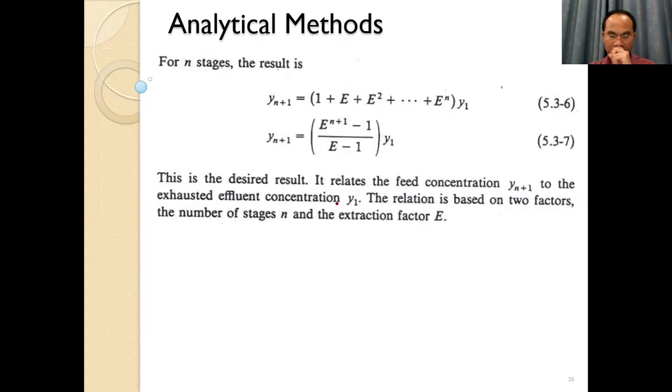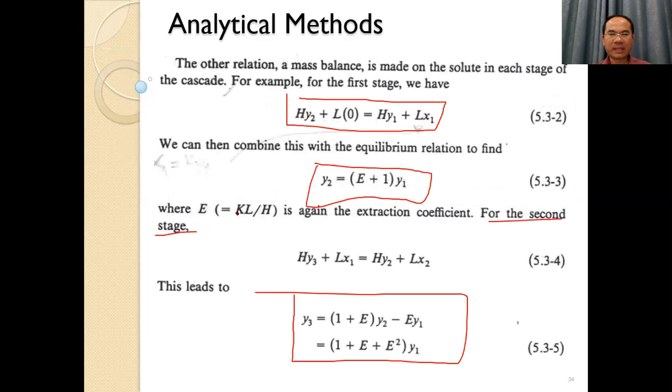Feed to the state n. That's right. And then you can get yn plus 1 equal to e power n plus 1 minus 1 divided by e minus 1 and multiplied by 1. Determinant e is the KL divided by k multiplied by amount of light fat divided by amount of heavy fat.